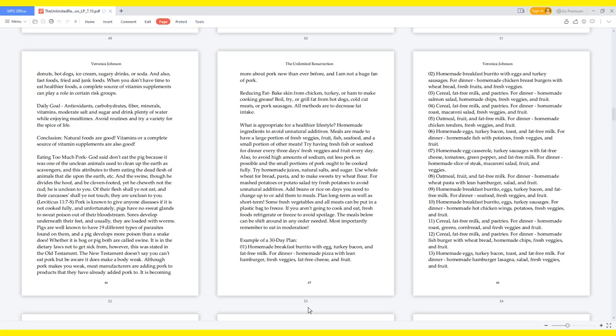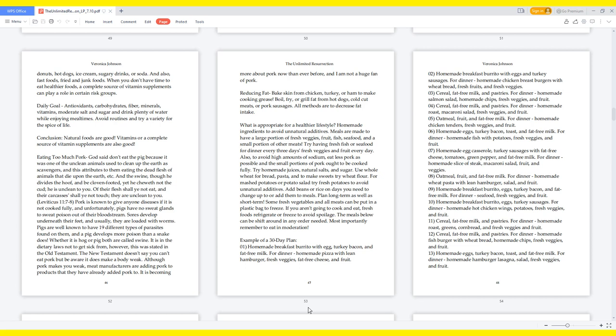When you don't have time to eat healthier foods, a complete source of vitamin supplements can play a role in certain risk groups. Daily goal: antioxidants, carbohydrates, fiber, minerals, vitamins, moderate salt and sugar, and drink plenty of water while enjoying mealtimes. Avoid routines and try a variety for the spice of life.